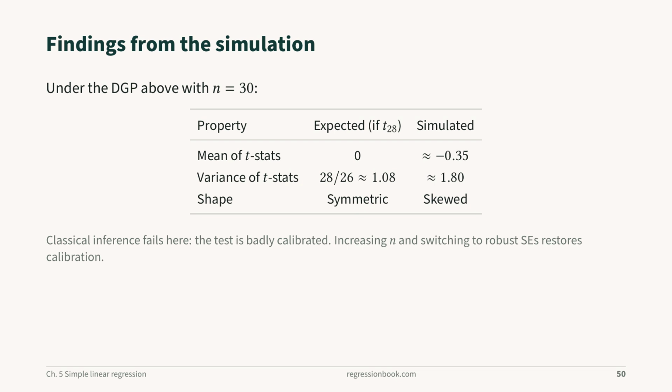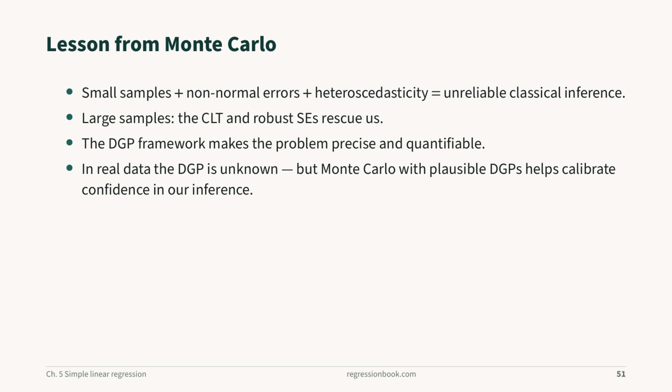Increasing the sample size and switching to robust standard errors restores calibration. The lesson compresses well: small samples plus non-normal errors plus heteroscedasticity equals unreliable classical inference. Large samples rescue us through the central limit theorem and robust standard errors. The data-generating framework makes all of this precise and quantifiable, and even though the real process is unknown, simulating plausible ones calibrates how much to trust our inference.